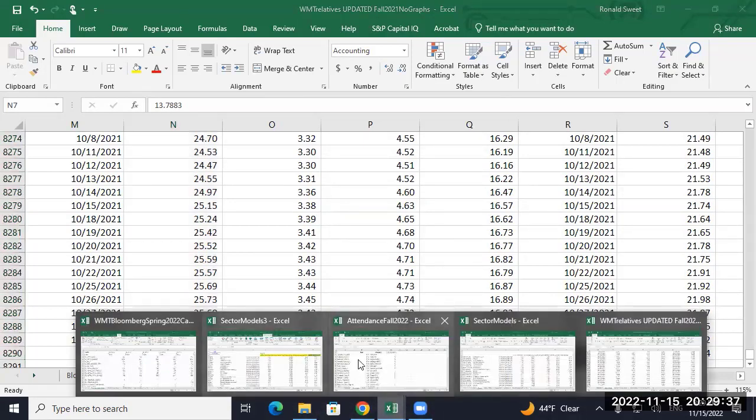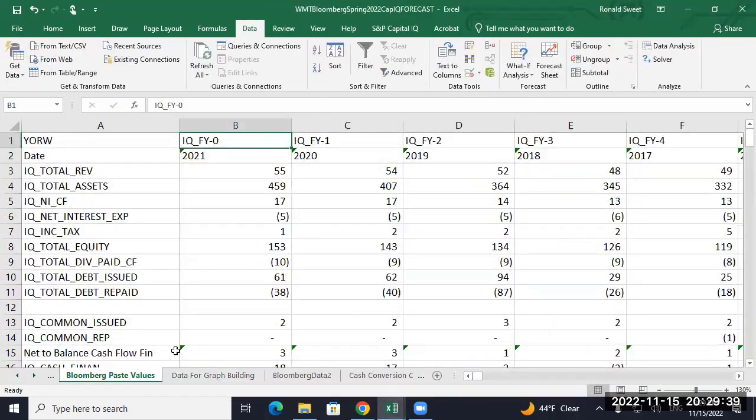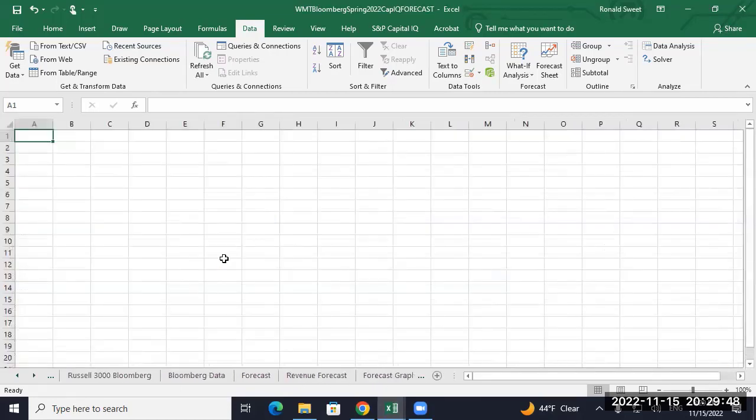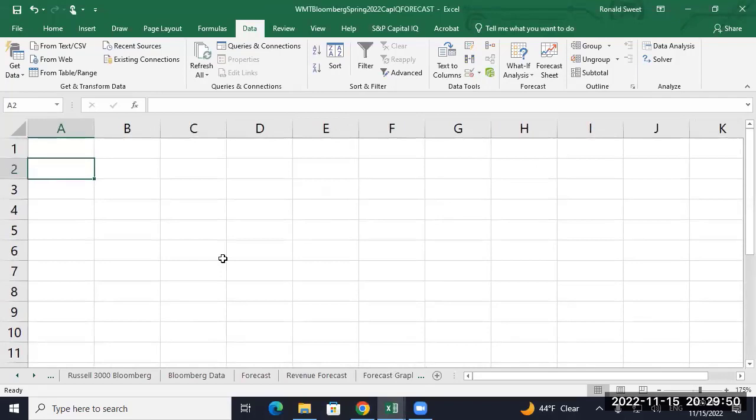So the last part of paper 7, I might make a video of this one just to help. But you're going to bring in your dividend forecast, probably for 5 years.